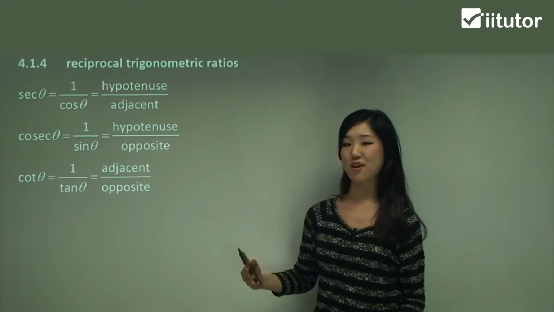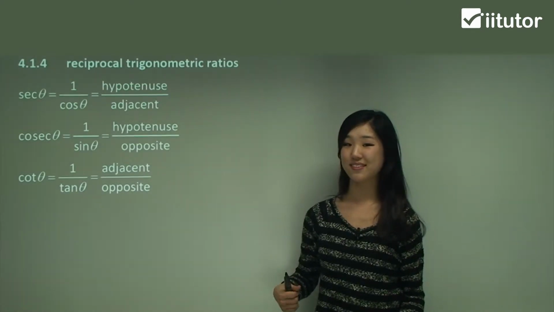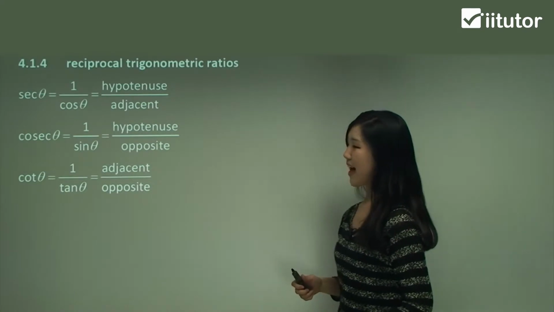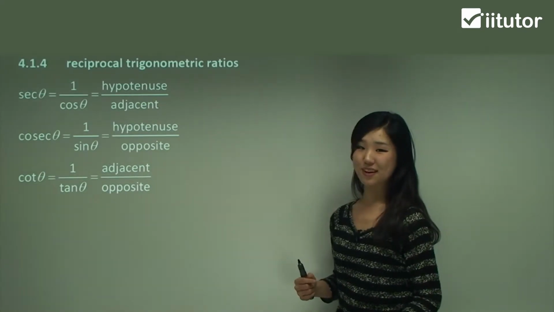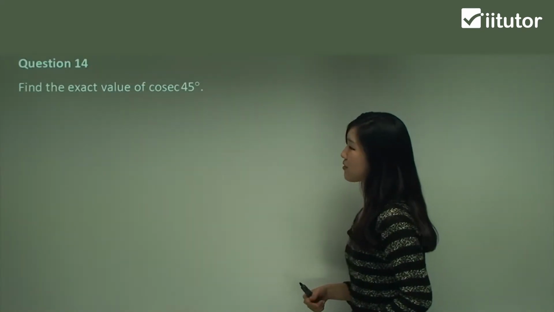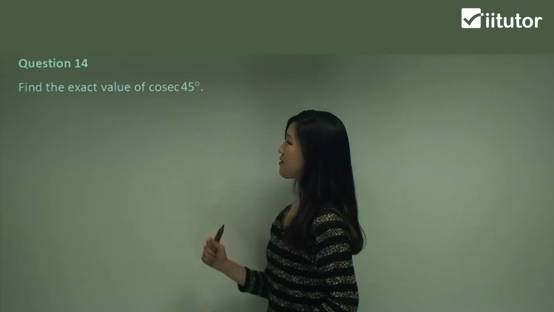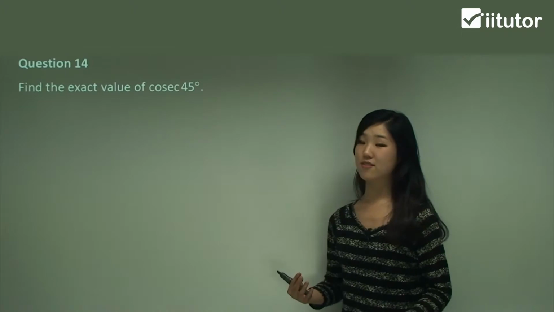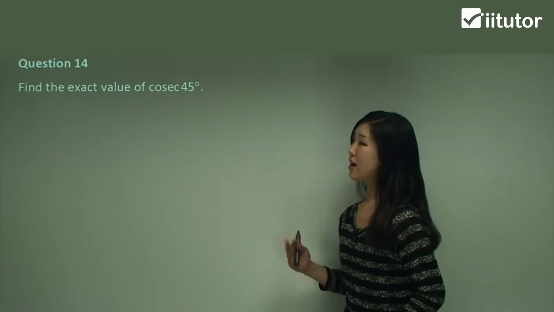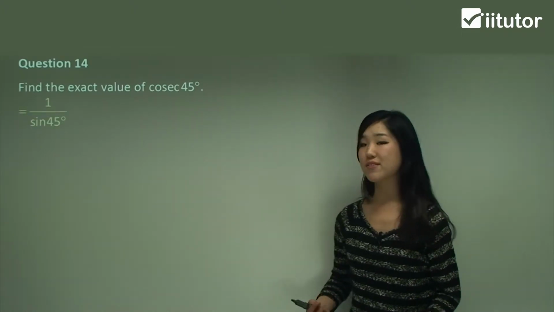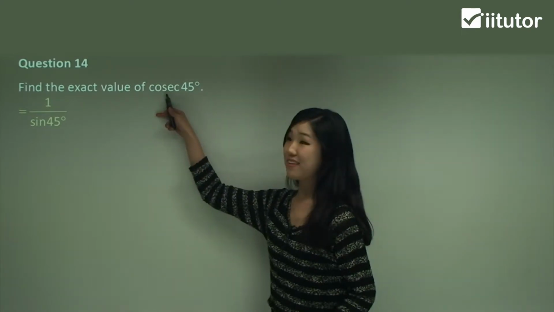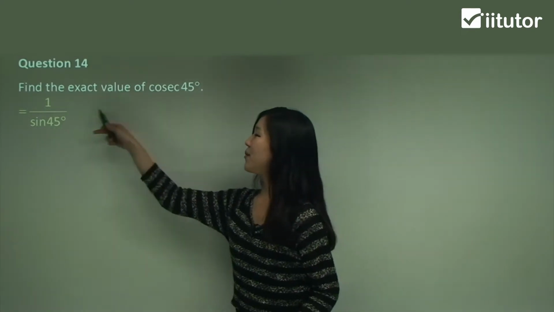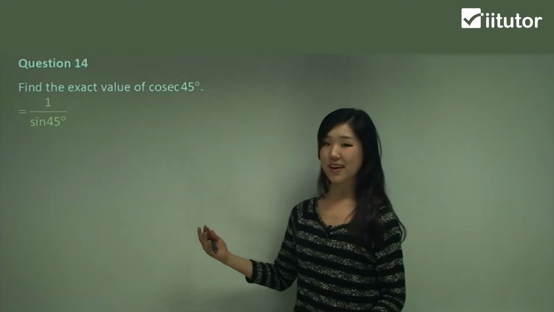These 3 things we're going to try and utilize in our next few questions. So have a look at that, and let's move on to our questions. So question 14, find the exact value of cosec 45 degrees. Now guys, remember, cosec is 1 over sine, because the third letter is S, that's how I memorize it. So 1 over sine 45 degrees.